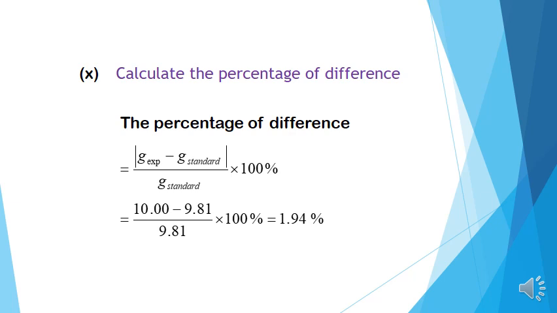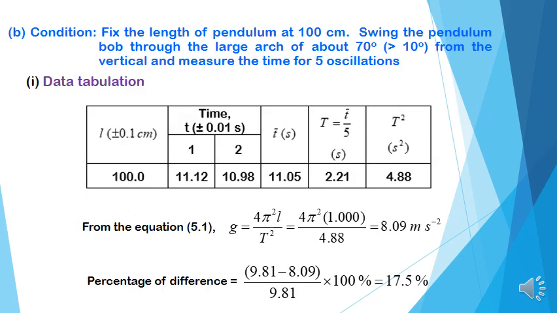Roman 10. Calculate the percentage of difference. To find out how much difference the experimental value G obtained from the standard value G, 9.81 meter per second squared, the percentage of difference is given by this formula. Then substitute the value of G experiment and G standard into this formula. As a result, the percentage of difference obtained is just 1.94%.